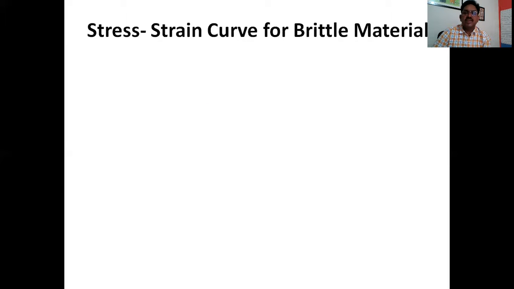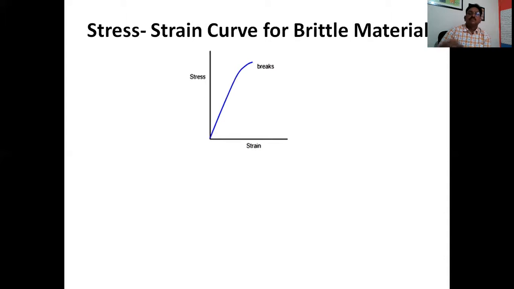Now, the stress-strain curve for a brittle material. We will see how the brittle material behaves. Now, it looks like this. Stress, it's simple.